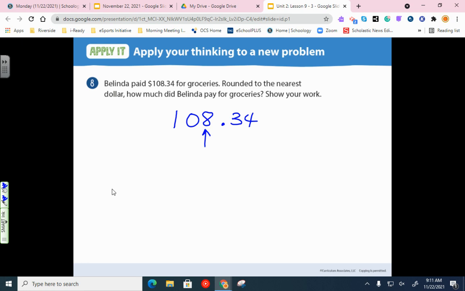So we're talking about single dollar. So we're going to look at the next place value over. So that's a 3. So that's 4 and below. So we're going to keep it. The answer to the nearest dollar is $108. So in fact, let me write here 4 and below equals keep. All right, cool.